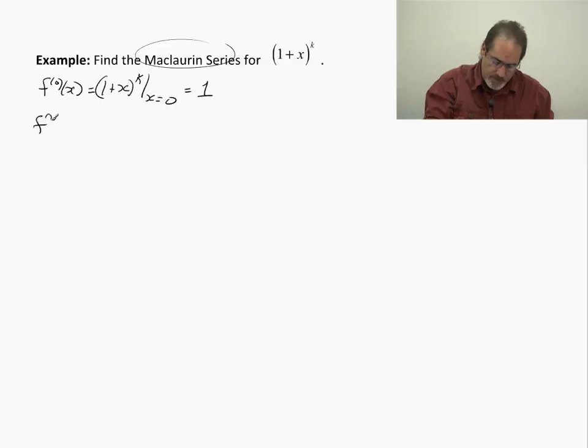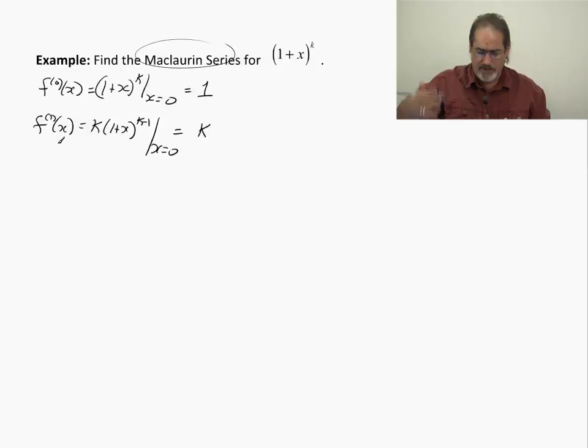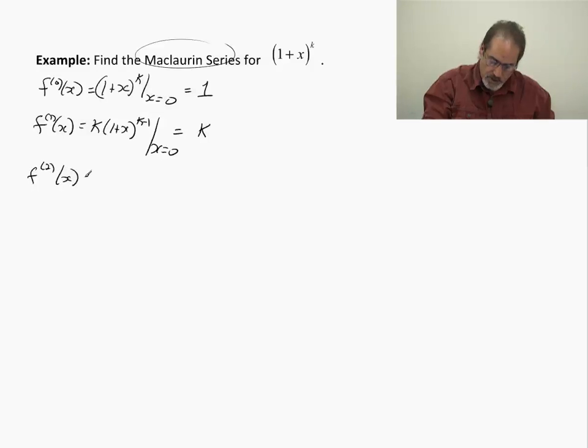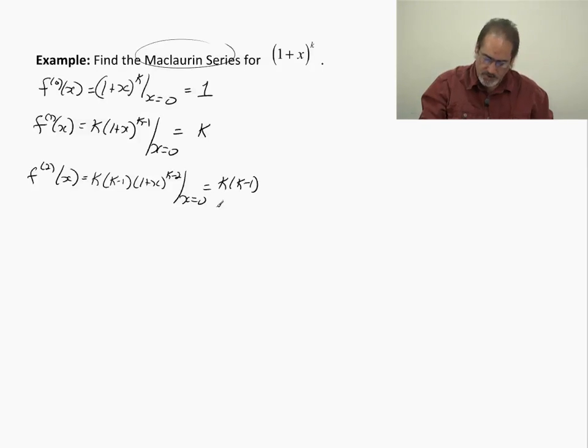The first derivative will be k times (1 + x)^(k-1) evaluated at x = 0, which is just going to be k times 1^(k-1), which is just k times 1, or k. The second derivative is going to be k times (k - 1) times (1 + x)^(k-2) evaluated at x = 0, which is going to be k times (k - 1).